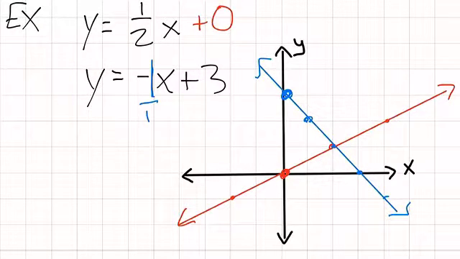Okay, so again, we can see that this particular system is consistent and independent because it has one solution and they intersect at the ordered pair 2, 1.